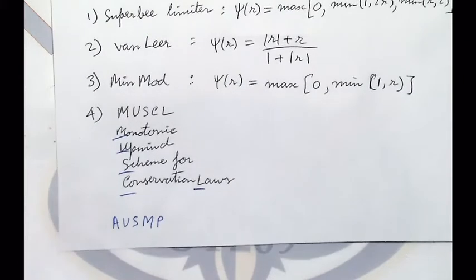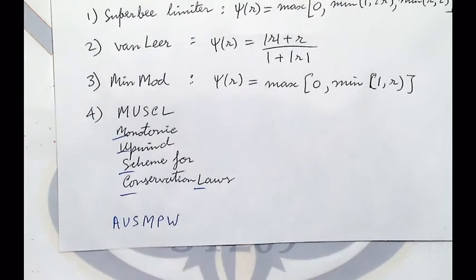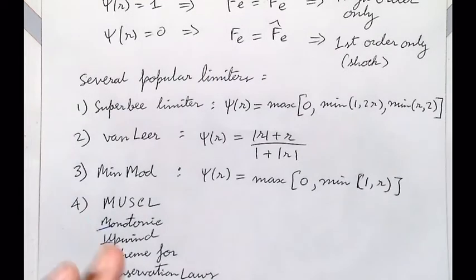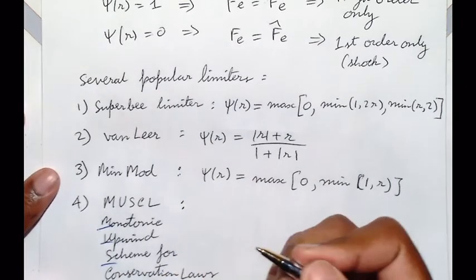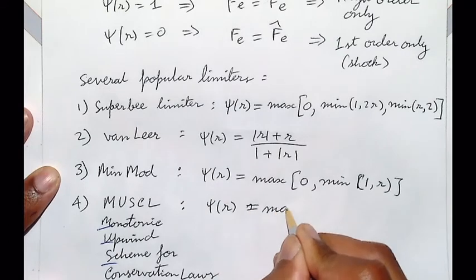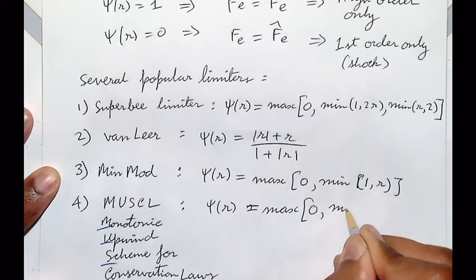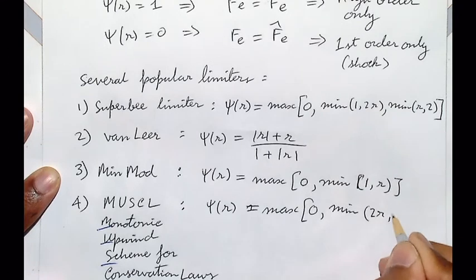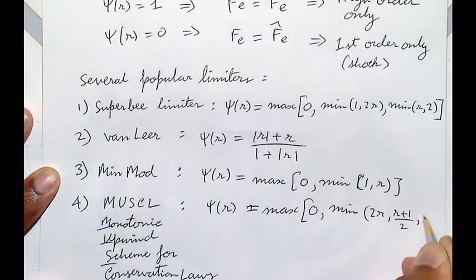Yeah, there's this. How do you read this? Sorry, this one. Some food. It's the Osher scheme. And then there's an Osher plus scheme, right? So, yeah. So the MUSCL scheme is how? The MUSCL scheme is a TR is max of 0 of mean of 2R, (R plus 1)/2, 2.